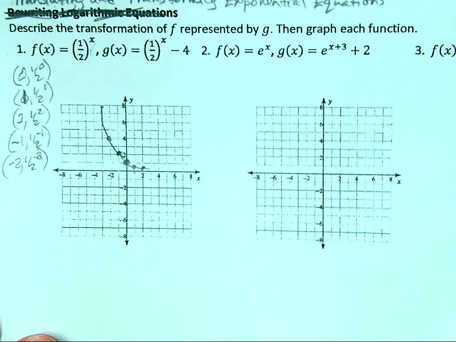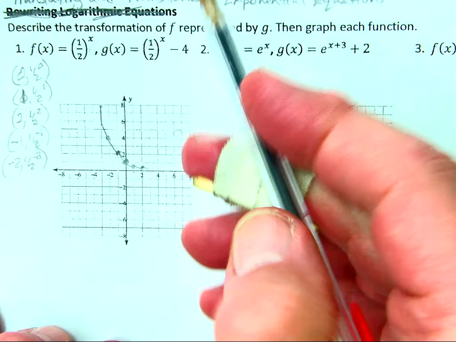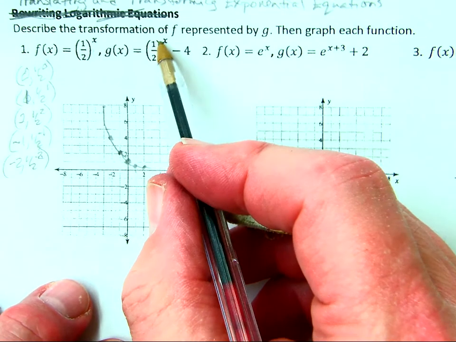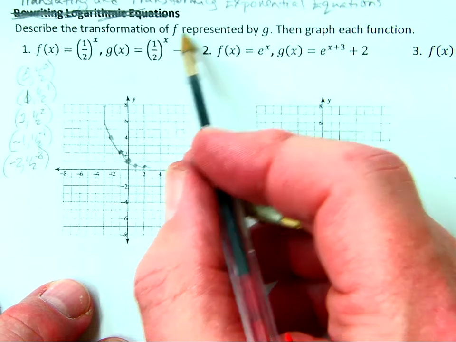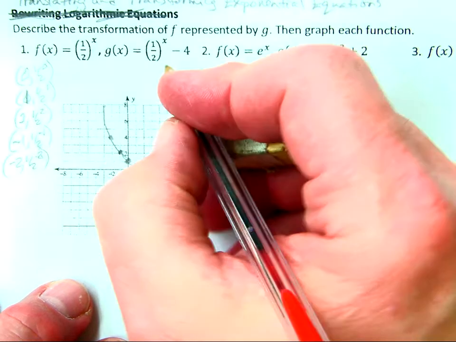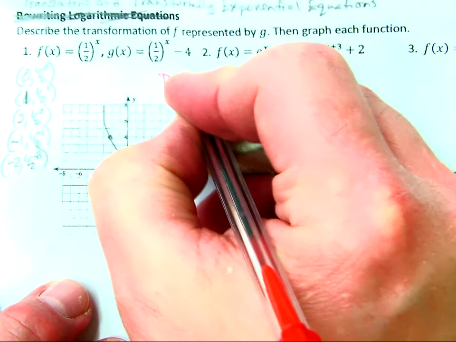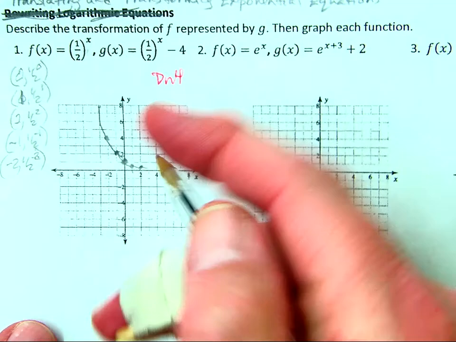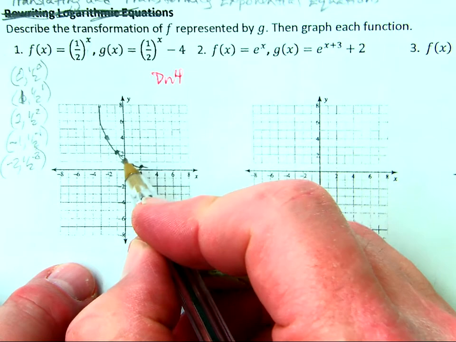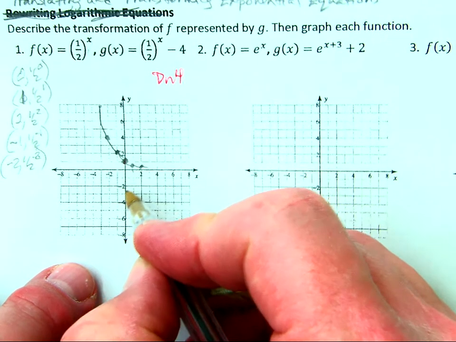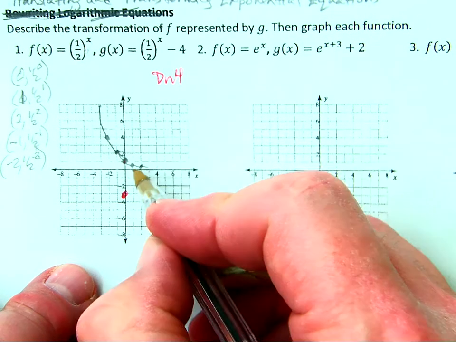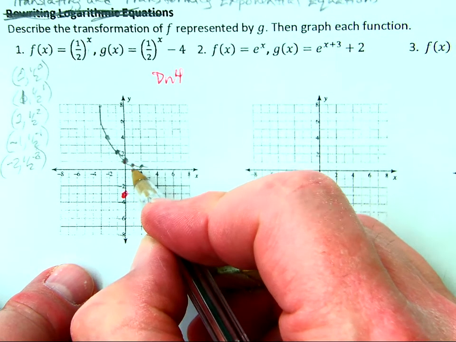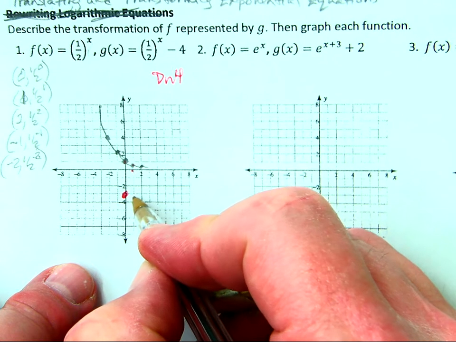Now for the transformation, it says we have the same thing, 1/2 to the x. Now here it has a -4. So that's on the outside, so it's vertical. So that's down 4. So all we would do is take those points we did and move them all down 4. So this one's at 0, 1. It goes down to 0, -3. 1, 1/2 becomes 1, -3.5.